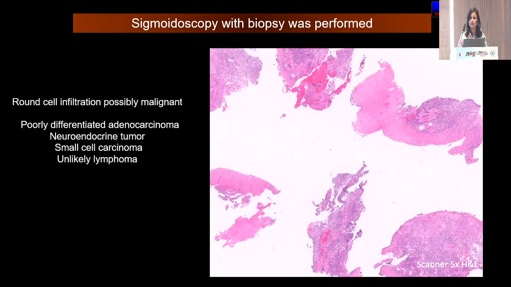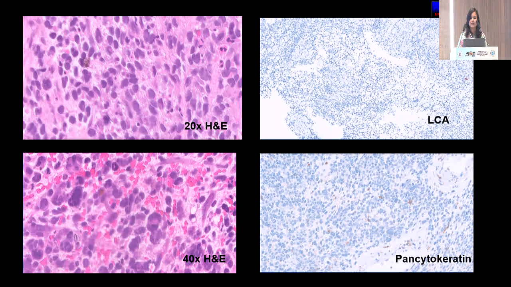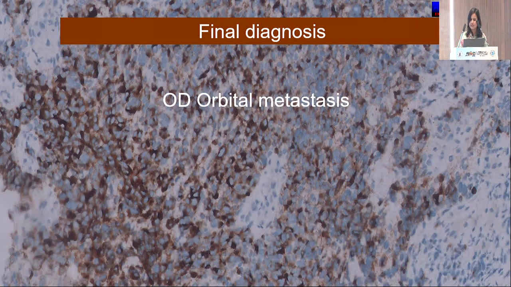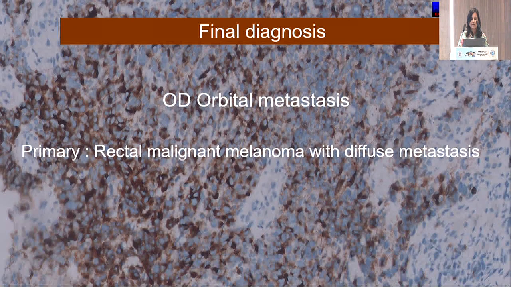Sigmoidoscopy was done in collaboration with our oncologist in the subspecialty hospital, and it came out to be a round cell infiltration which was possibly malignant, or maybe an adenocarcinoma or a small cell carcinoma. The pathology finally revealed pigment-laden cells, HMB45 positivity, which proved it to be a malignant melanoma. Hence, the final diagnosis was an orbital metastasis, probably from a primary rectal malignant melanoma with diffuse metastasis.